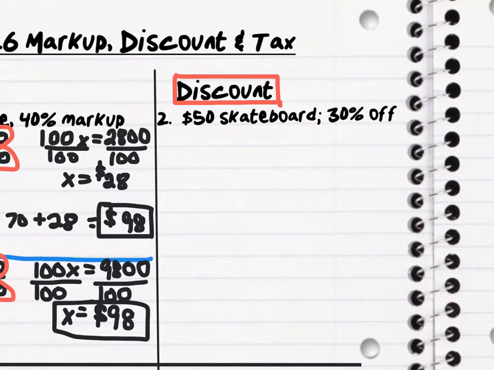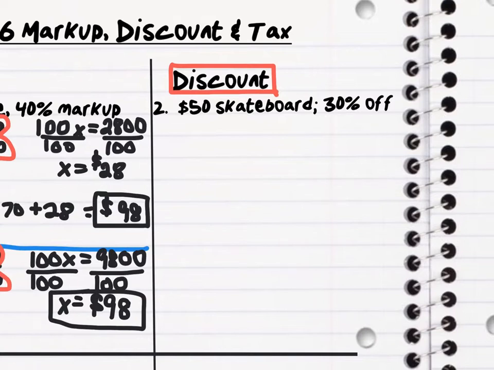Now let's take a look at the second box that we have, and pause the video so you can copy down the word discount and the item and the percent off. And then when you're ready to continue, press play. Please pause now.